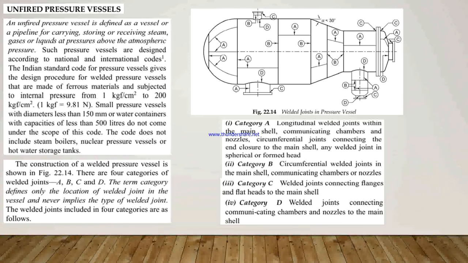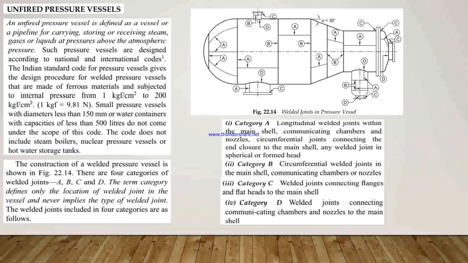Now we see the unfired pressure vessels. Unfired pressure vessels are defined as vessels or pipelines for carrying, storing or receiving steam, gases or liquids at a pressure that is above atmospheric pressure. Such pressure vessels are designed according to national and international codes.